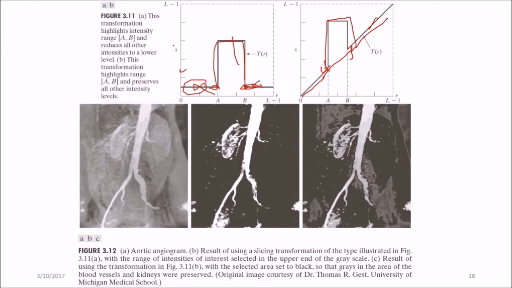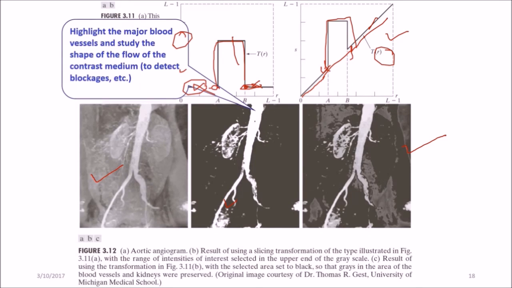For example, in the figure we see an aortic angiogram. This is the result of using the slicing transformation. What we see in this figure is the range of intensities of interest selected in the upper end of the grayscale, while this one is the result of using the transformation of this figure, with the selected area set to black, so that gray is in the area of blood vessels and kidneys, they are preserved.